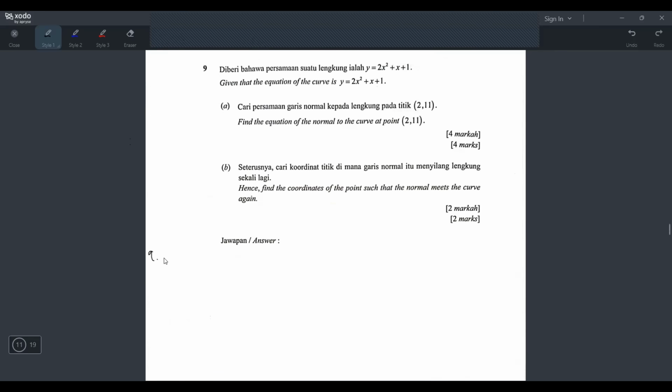Let's read the question. Given that the equation of curve y equals to 2x squared plus x plus 1. Okay, so soalan A says find the equation of normal to the curve at point (2, 11). Okay, very easy. This one is differentiation.